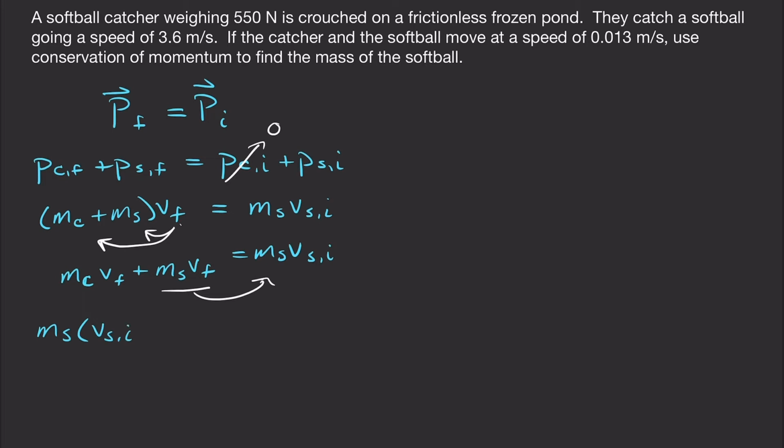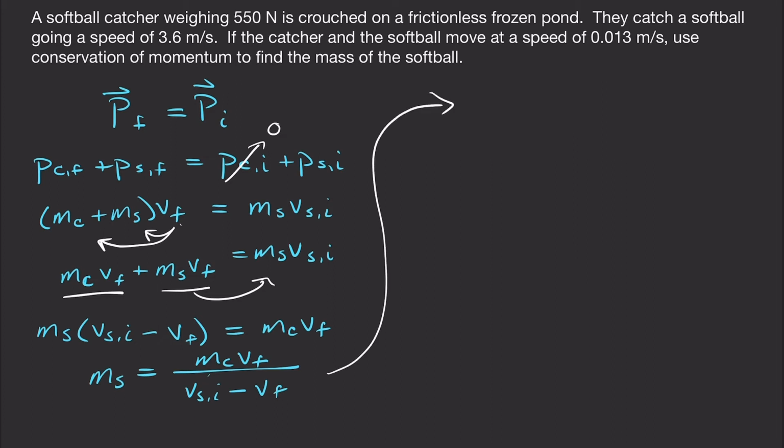So I have the mass of the softball times v initial of the softball, and then when I move m_s v_f over, it'll become negative, so I'll factor out m_s and have the initial velocity minus the final velocity equals what was left on the right side, the mass of the catcher times the final velocity. And then solving for the mass of the softball, I'll have the mass of the catcher times the final velocity of both of them, all over the initial velocity of the softball minus the final velocity.